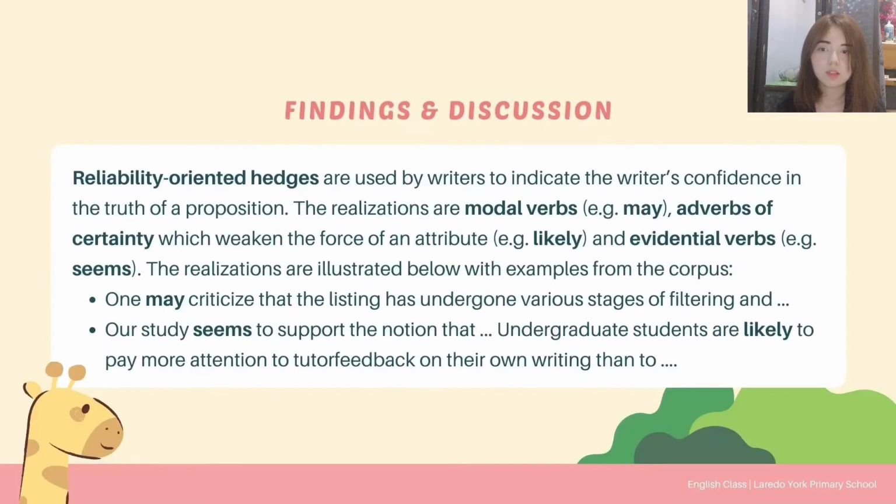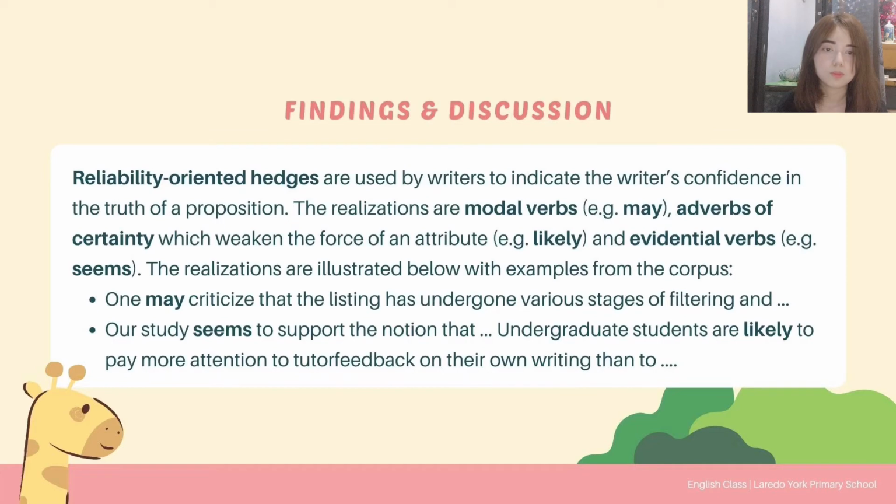Now we have the reliability-oriented hedges. Reliability-oriented hedges are used by writers to indicate the writer's confidence in the truth of a proposition. The realizations could be in modal verbs, for example like may, or in adverbs of certainty, which weaken the force of an attribute, for example likely, and evidential verbs like seems. Now the realizations are illustrated below with examples from the corpus.